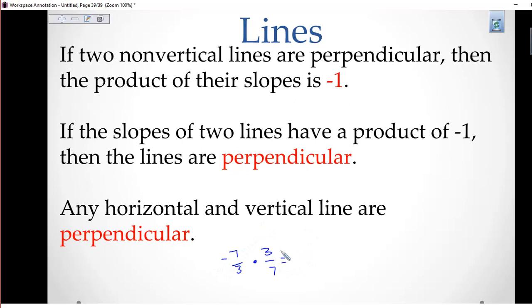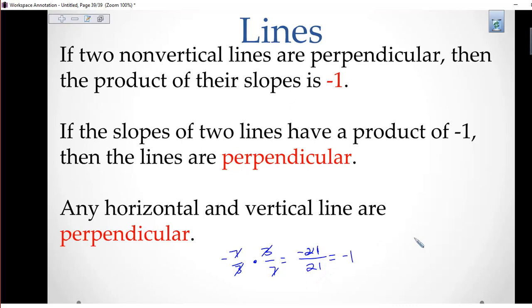Because one of them has to be negative. So if we multiply this together, we get a negative 21 over positive 21, which reduces to a negative 1. Another way to look at this is, these two cancel, the 3 cancels with the 3, we're left with 1 over 1 times the negative, which is a negative 1. So, two ways to look at that.